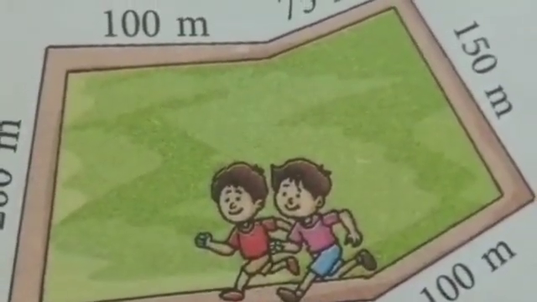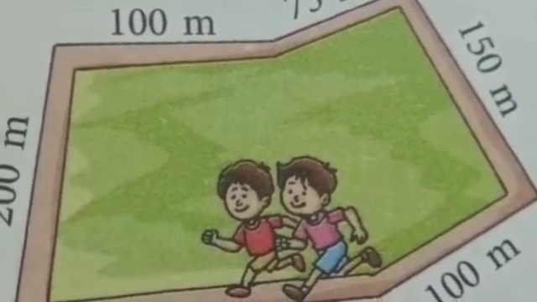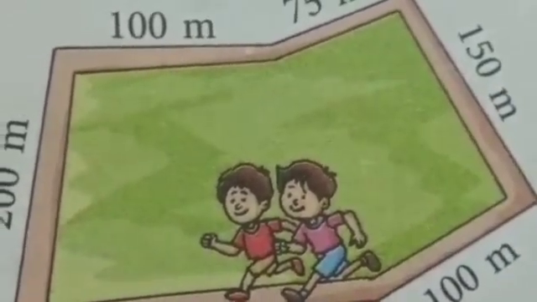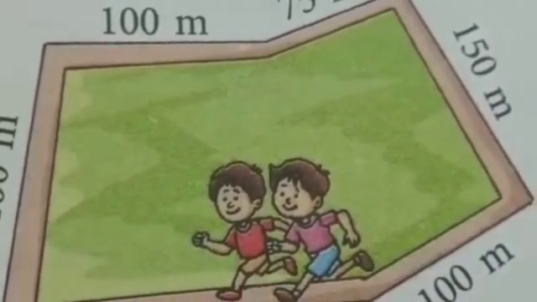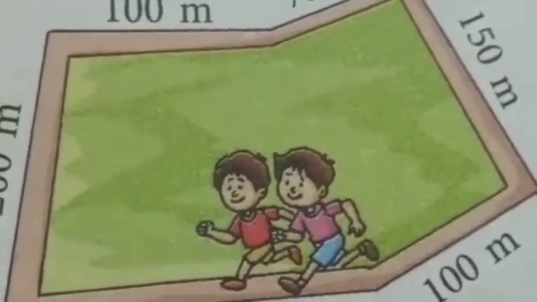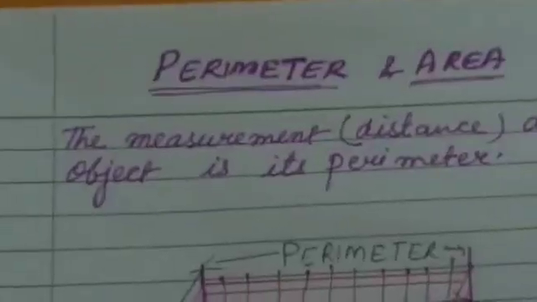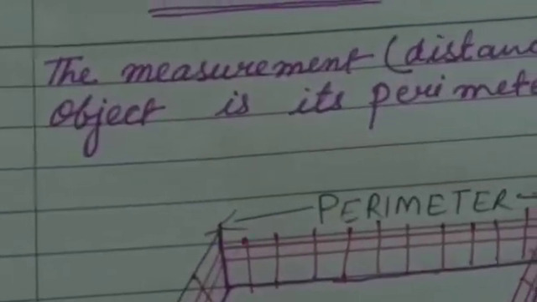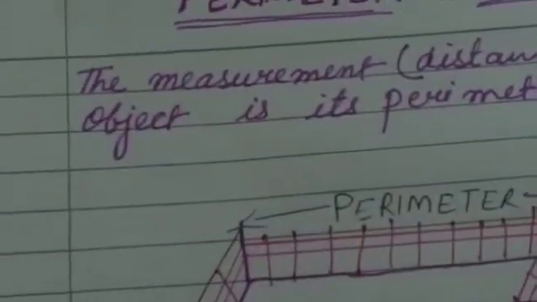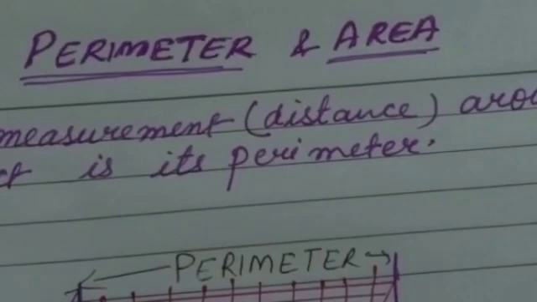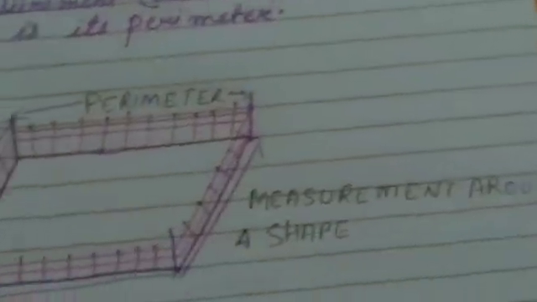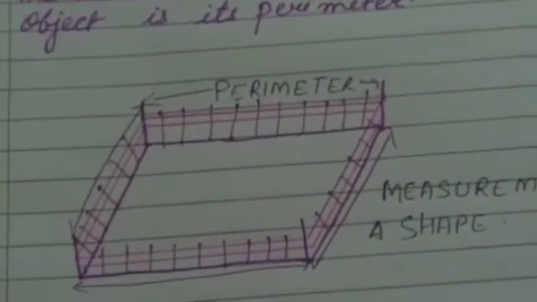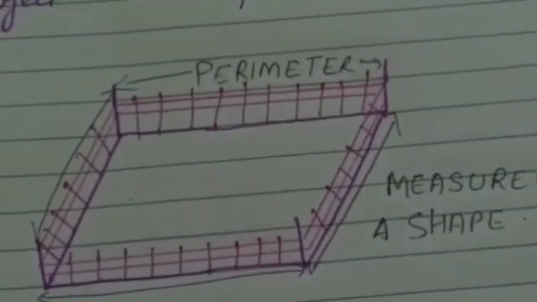You know, students, the total distance around the park or the jogging track would be its perimeter. So what is perimeter? The measurement or the distance around an object is its perimeter. Or you can see it is the measurement around a shape or the boundary.